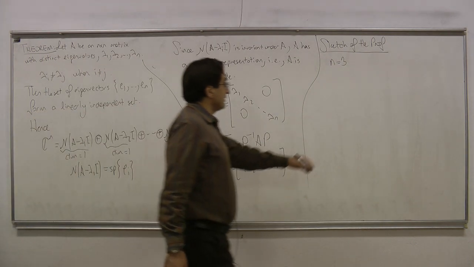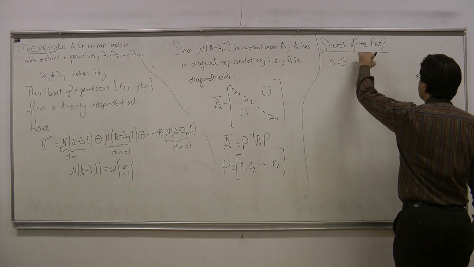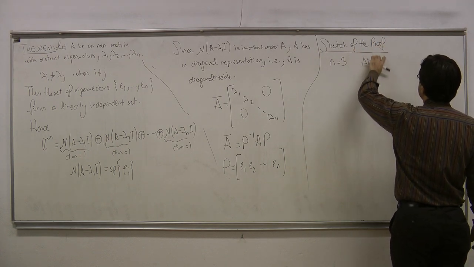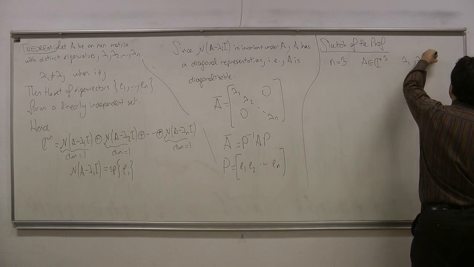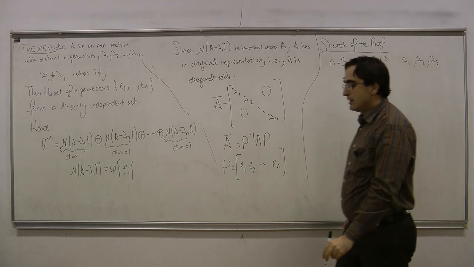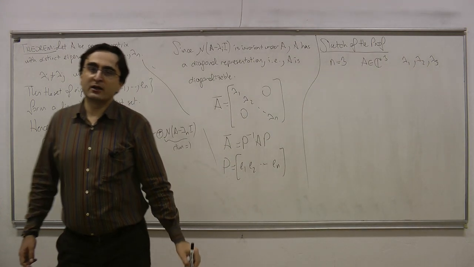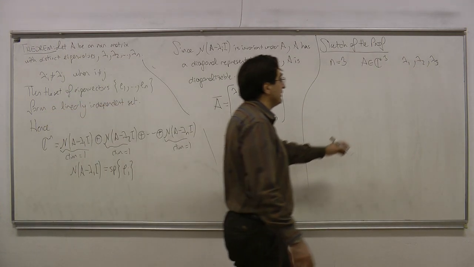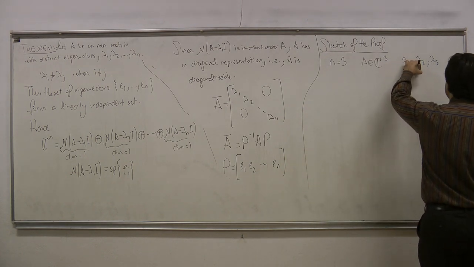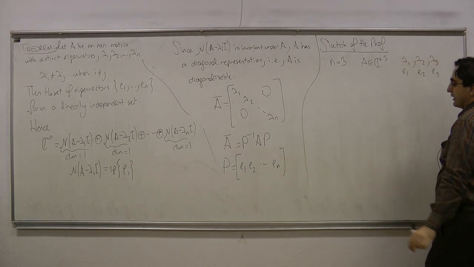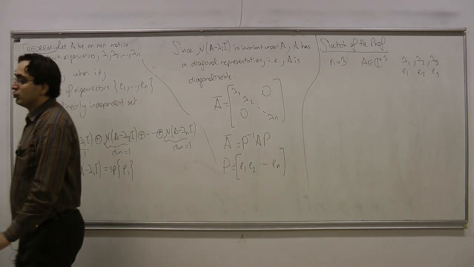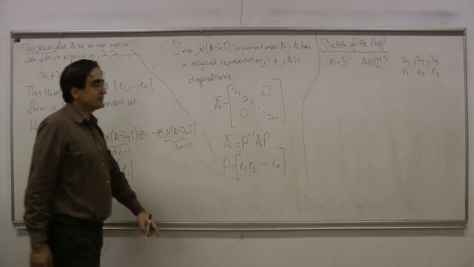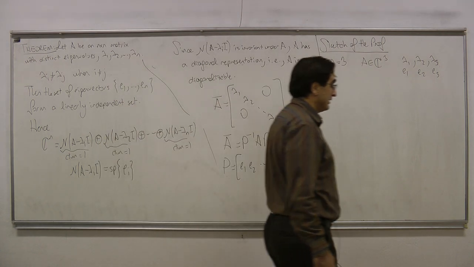So in this case, A is going to be in C3, and it would have three distinct eigenvalues, lambda 1, lambda 2, and lambda 3. Okay? And for each of the eigenvalues, I would have at least one eigenvector, E1, E2, E3. Okay? The task here is to prove that these eigenvectors are actually linearly independent.